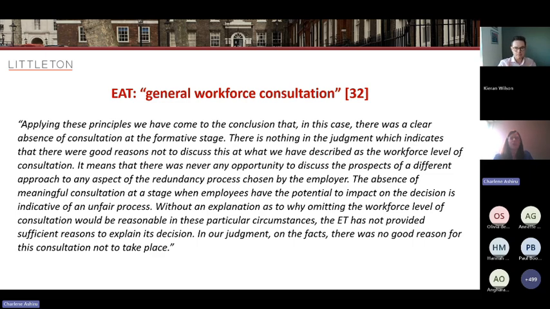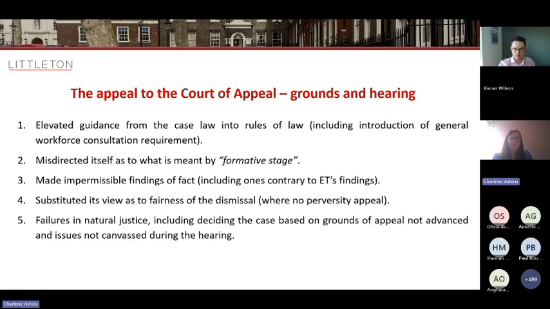So whilst there wasn't a separate group consultation or group discussion about the redundancy, discussions about ways of avoiding the redundancy had taken place in individual consultation meetings. So off we went to the Court of Appeal, and at slide 8, I've set out there what the grounds of appeal were in that case.